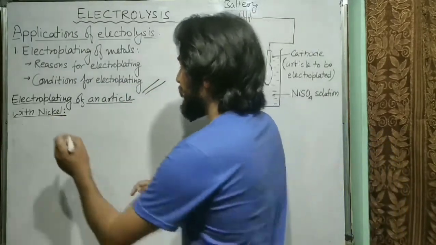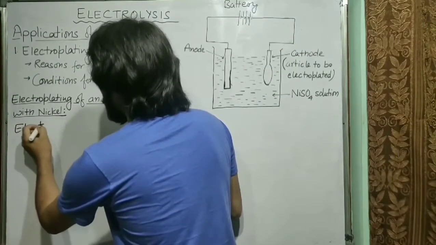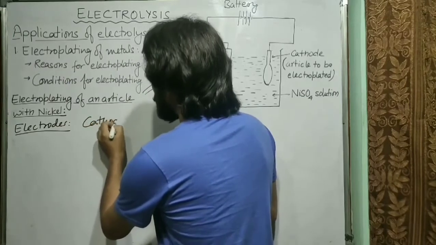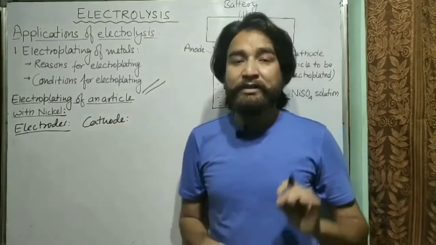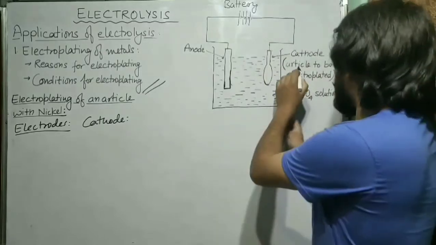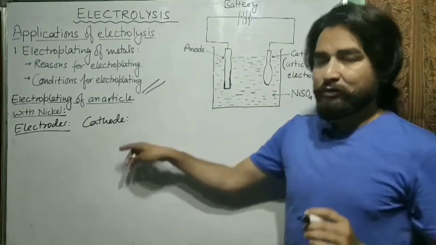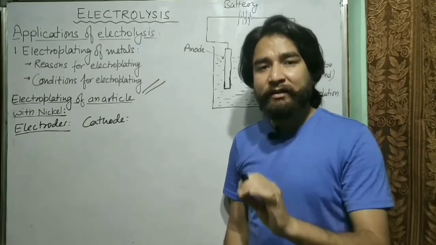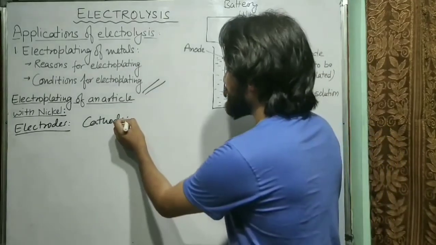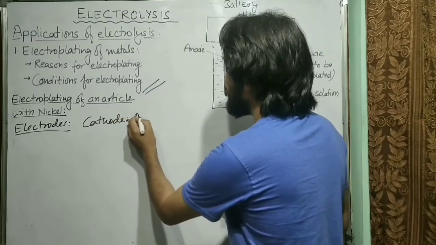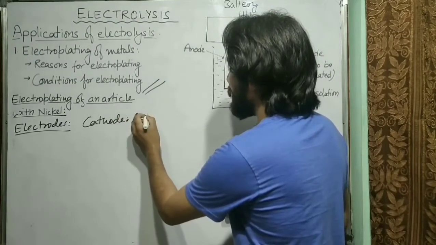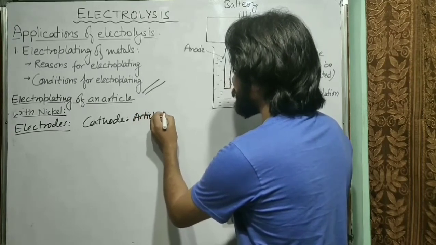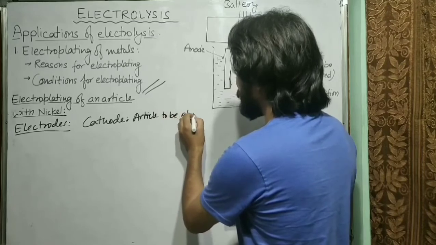So the first thing I have told you about is electrodes. There are 2 electrodes. Cathode: the cathode must be made of the article to be electroplated. So that is always the same. At the cathode you have to keep the article which is to be electroplated.